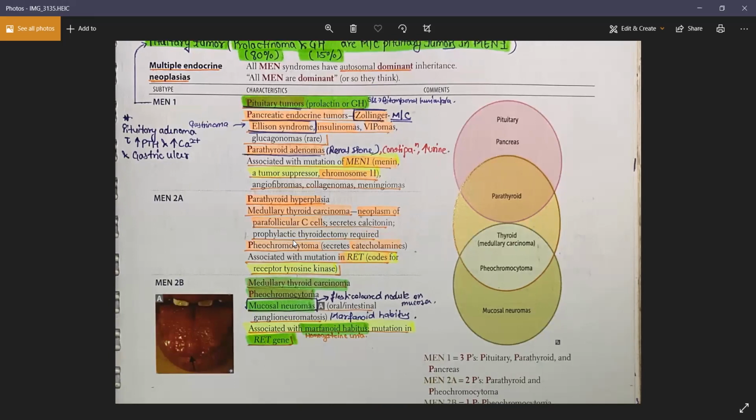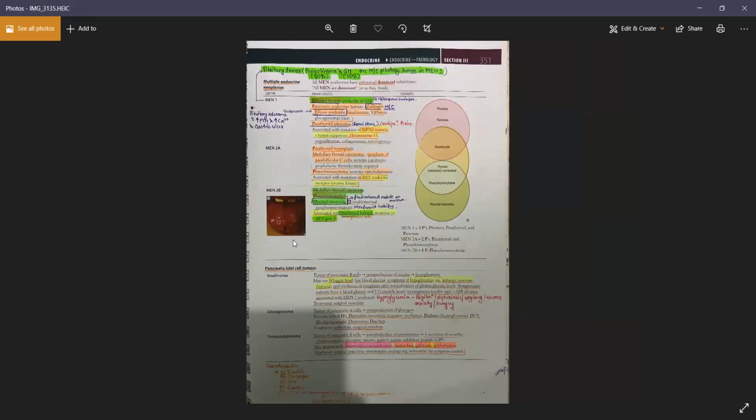Okay. So yeah, that would be all. So any doubt on the multiple endocrine neoplasias? Once. Any doubt? I have one question. Yes.